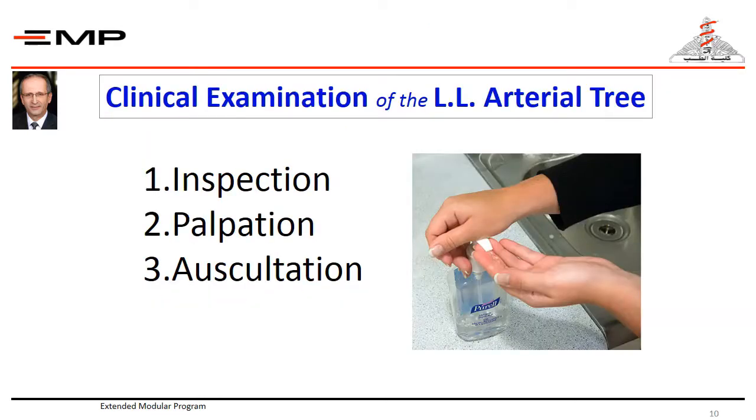In the following parts of this presentation, we will start clinical examination. Clinical examination includes inspection, palpation, and auscultation. Part 3 will demonstrate the physical signs that can be seen in a patient with chronic ischemia, that is, inspection.